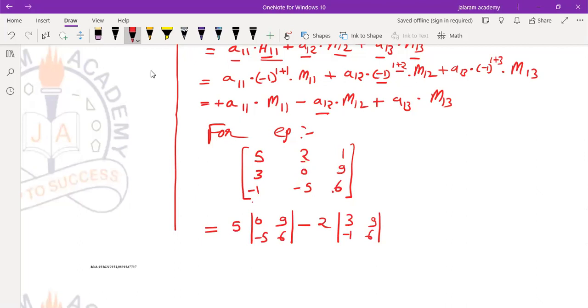Then the element of first row, third column, using this formula, plus 1 into the minor obtained by deleting first row and third column, that is 3, 0, -1, -5. Okay.